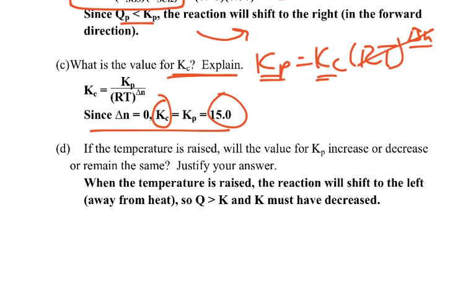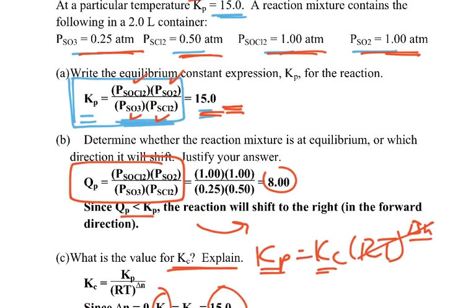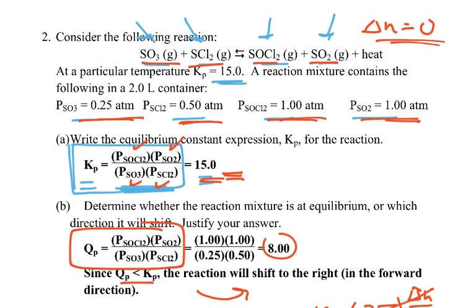Now the last part here: if the temperature is raised, will the value for Kp increase, decrease, or remain the same? The way I always think about this is if I have an equation like I have here, and I say I'm going to increase the temperature, now I have too much heat, so I'm going to shift the reaction back to the left. Well, if I want to know what happens to my K, I always just look at what the products are doing. Whatever change the products do, that's how K is going to change, because K is products over reactants.